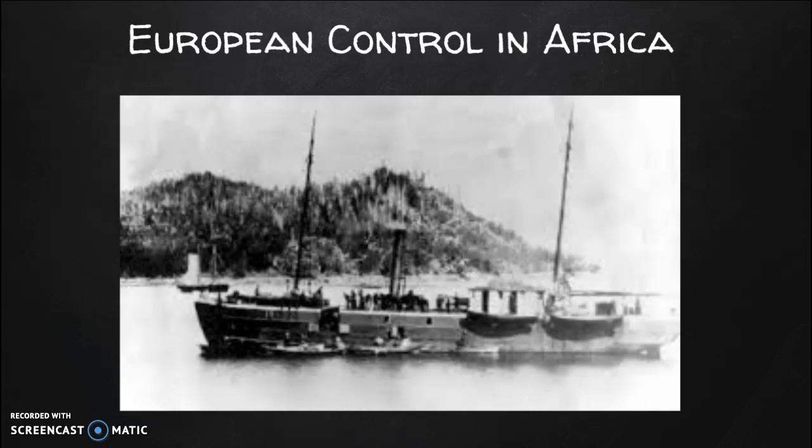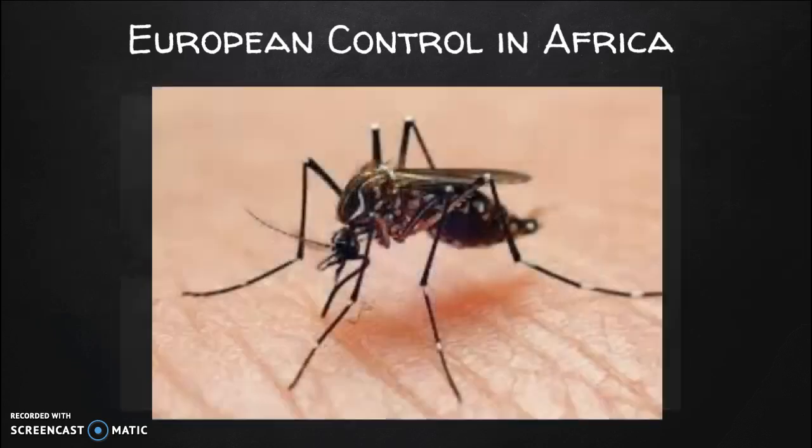Following the steamship, railroads and cables for communications allowed for easy communication between the colony and the mother country. And finally, the cure for malaria allowed Europeans to explore deeper into Africa. Europeans had been highly susceptible to malaria, a disease carried by mosquitoes, and mosquitoes are in very dense swarms in Africa.